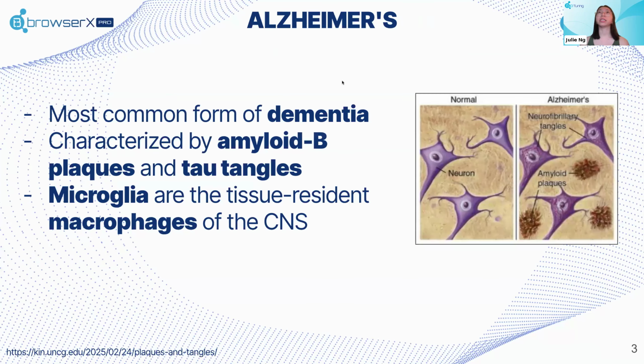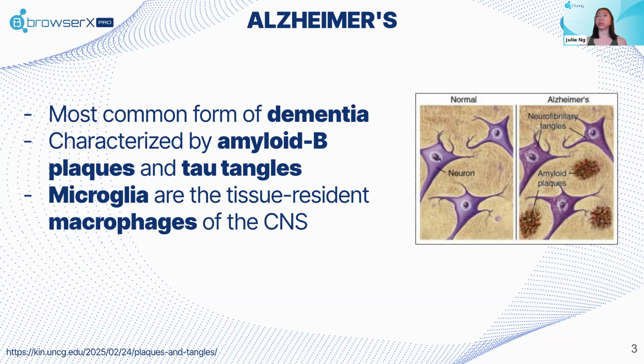Before we get into the analysis, a little bit of background on Alzheimer's. As many of you may know, this is the most common form of dementia. It's characterized by amyloid beta plaques and tau tangles. In the image on the right, you can see some normal, healthy-looking neurons. But in someone who's afflicted with Alzheimer's, they have these neurofibrillary tangles within the neurons, as well as an accumulation of these amyloid plaques. Overall, this leads to the deterioration of the neurons and the decline in cognitive function.